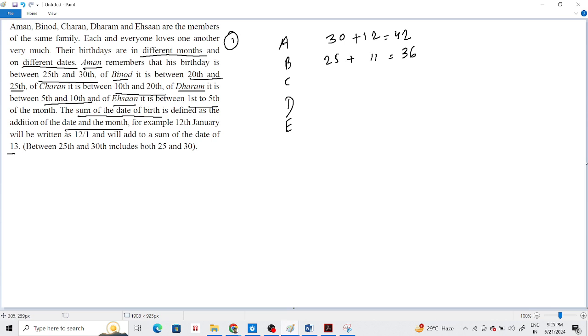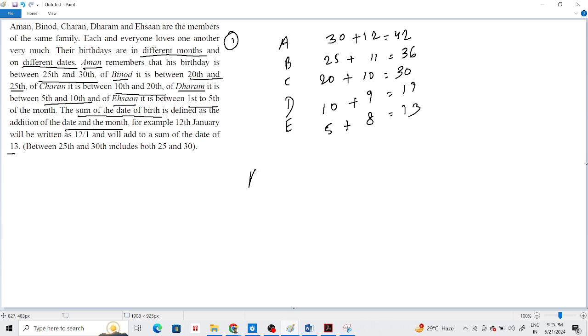Aman was born between 25th and 30th, so I chose 30, and the maximum month I can choose is 12. That is 42. Binod between 20 and 25th, so I chose 25th and November. Why am I not choosing December? Because they were born in different dates and different months. I cannot choose 25th December. So 25 plus 11 is 36. Now C, 20, and I need to choose October, that is 30. For D, 10, and I need to choose 9, that is 19. For E, I need to choose 5 and 8, that is 30.